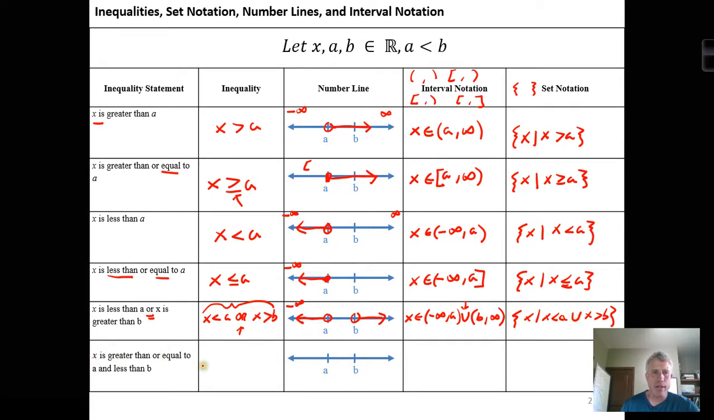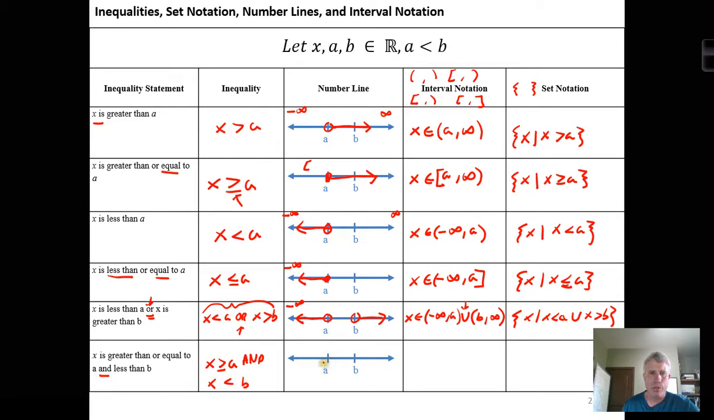X is greater than or equal to a. So here I have x is greater than or equal to a, and I have an and statement, which is very different than an or statement. And means the two things have to be true at the same time. So and x is less than b.